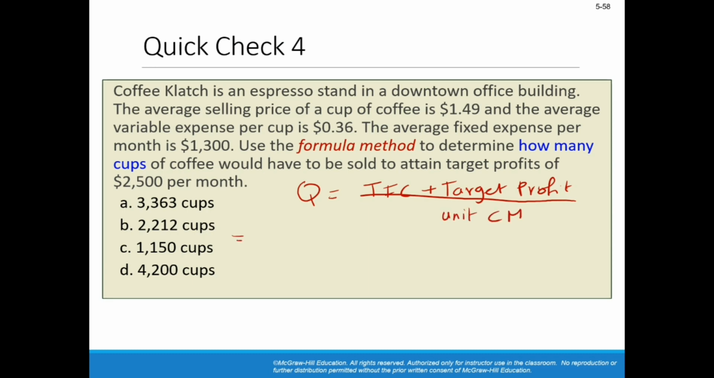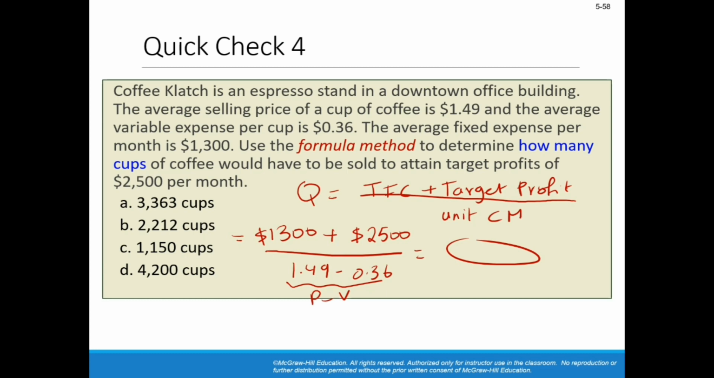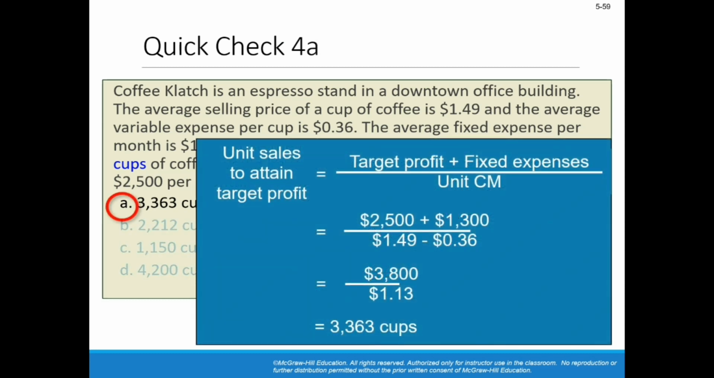Total fixed cost is known: $1,300, plus the target profit given at $2,500, divided by unit CM, which is 1.49 minus 0.36, which is P minus V, right? You can do the math to get the number of required cups, which is 3,363 cups to attain a profit of $2,500.